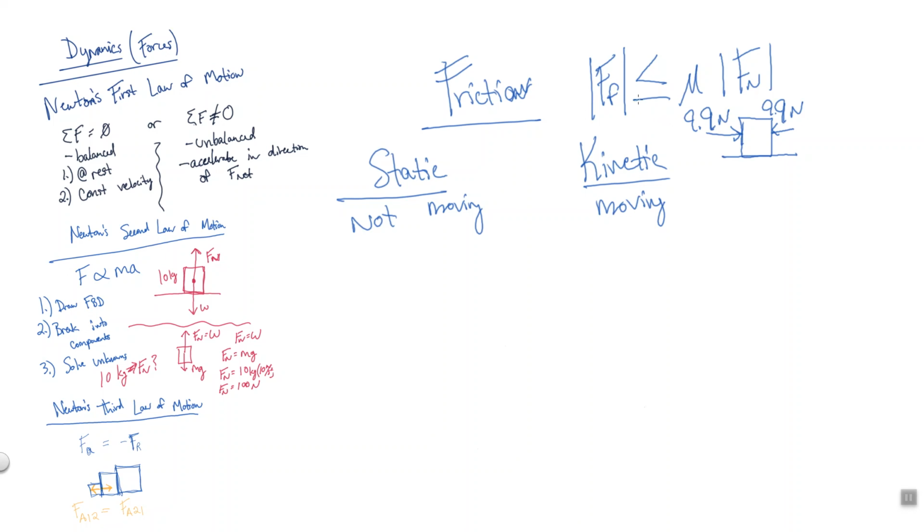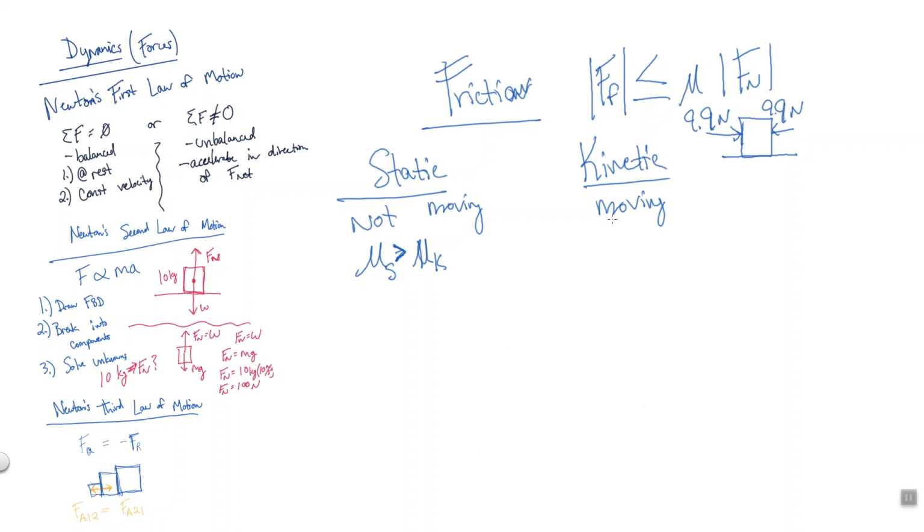So back to static and kinetic. If an object is not moving, it tends to have a larger amount of frictional force you need to overcome. So the coefficient of friction for static friction always tends to be larger than the coefficient of friction for kinetic. And that is the reason it always takes more force to get an object starting to move than it does to keep it moving. So usually these two numbers are going to be a little bit different.